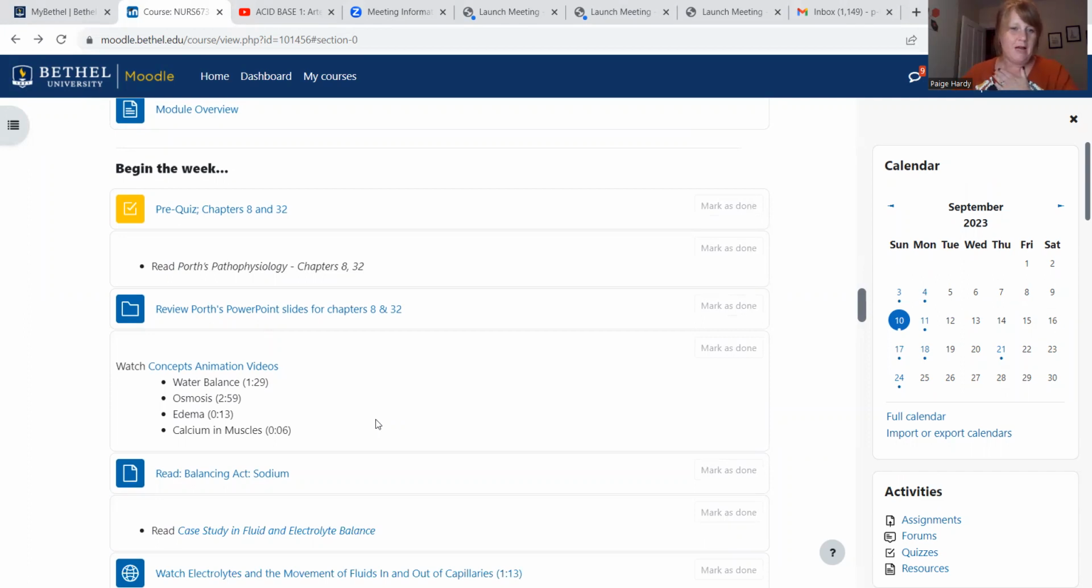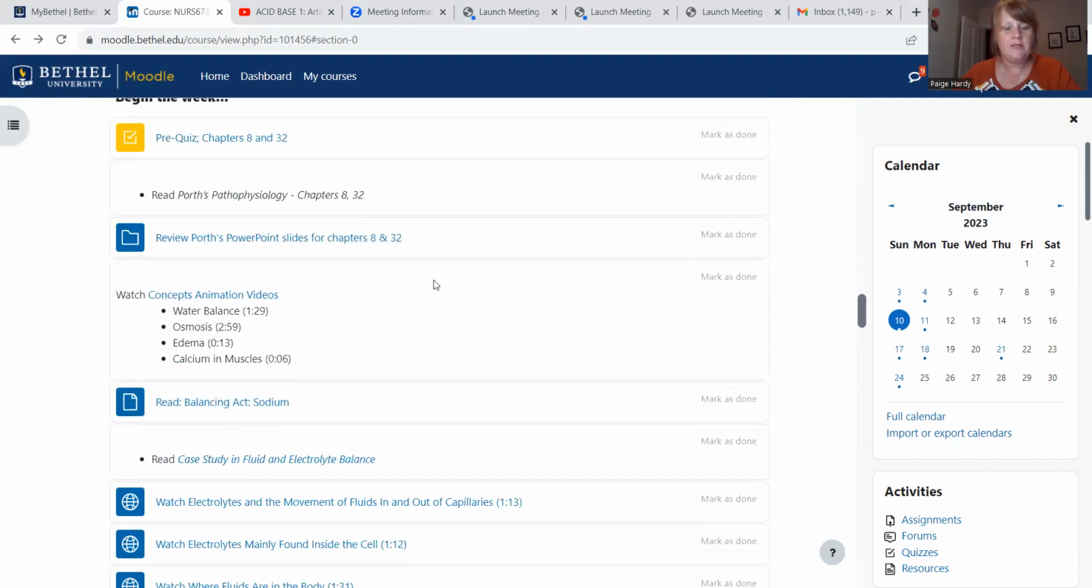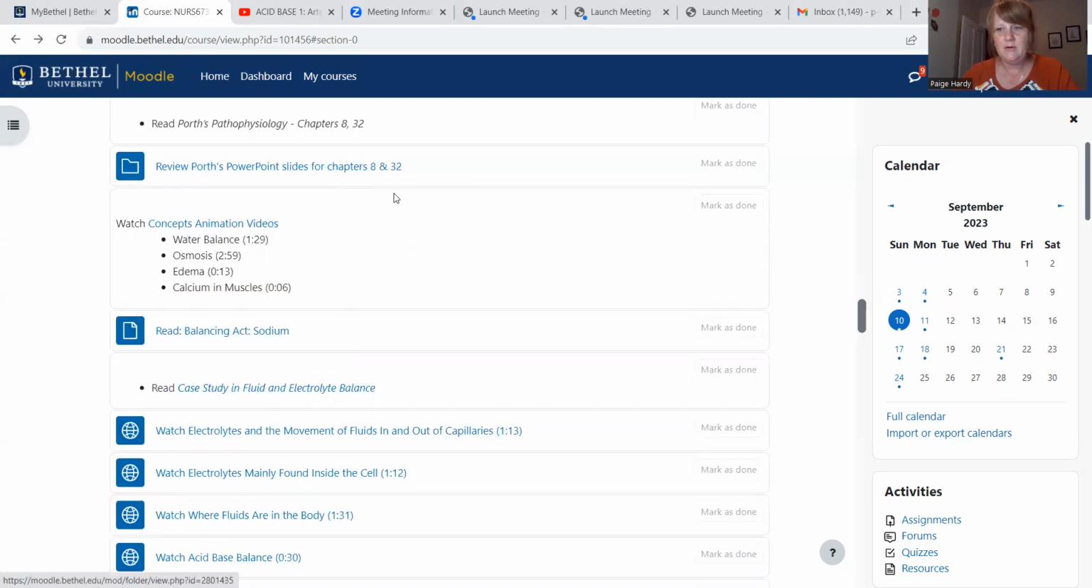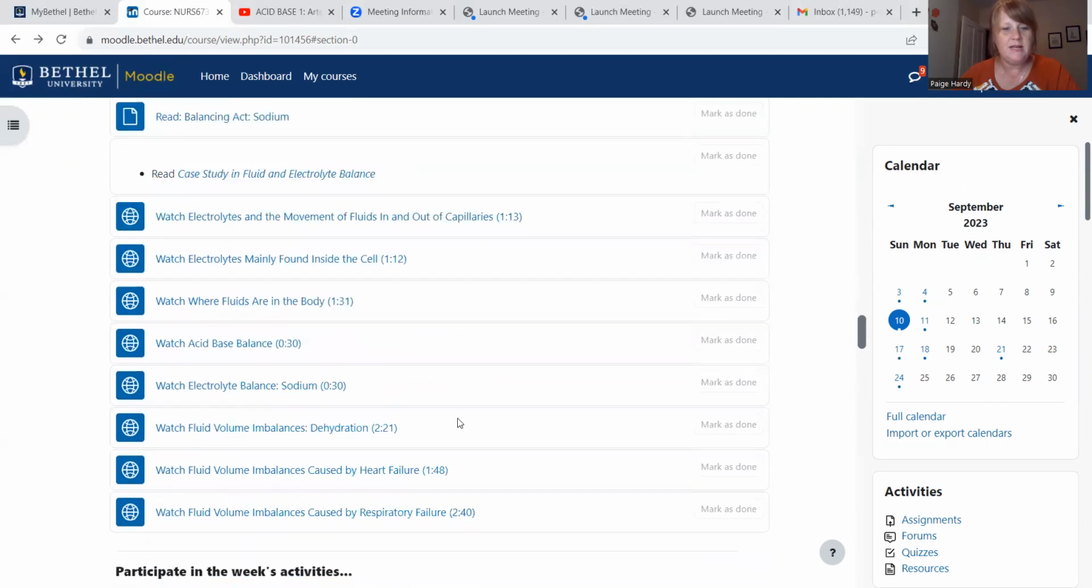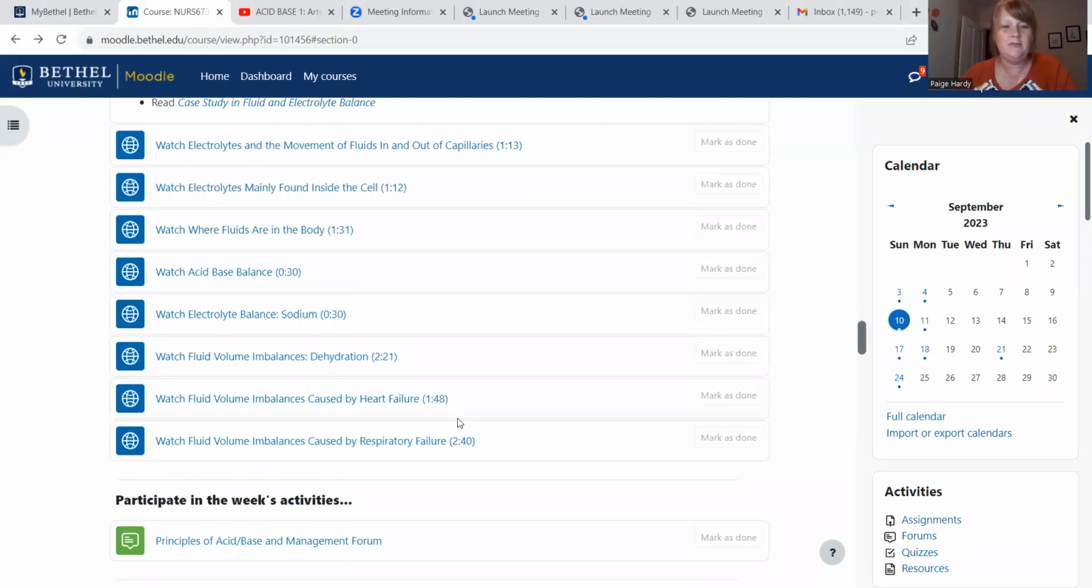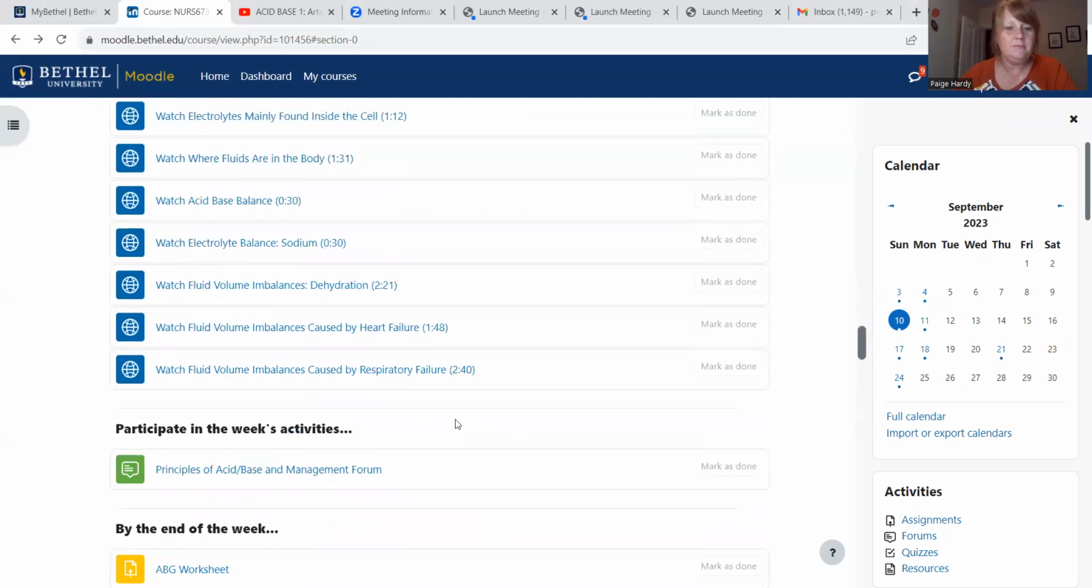So don't forget, take your pre-quiz right away on chapters 8 and 32. Just get that done and out of the way, free points, basically. Read those chapters as well, 8 and 32 in Porth. There are some PowerPoint slides that you can use in conjunction with the reading if you'd like to, and some animation videos, just like every week, if that's helpful for you to watch to solidify the concept in your brain. There are a couple of readings, mostly little short videos that help explain the acid-base balance, fluids and electrolytes, that kind of thing a little bit easier.